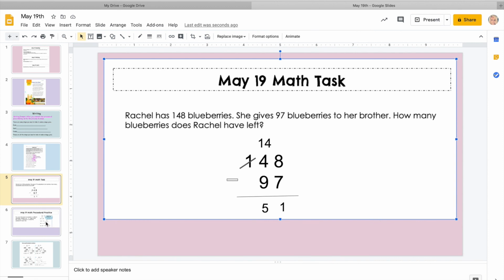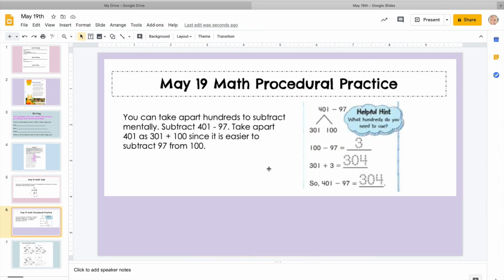Okay, that is the math task. Now we're going to move on to a little bit of procedural practice, where this is just a demonstration showing you how we're going to take apart hundreds to subtract. I know we decomposed some numbers for addition. We're basically doing the same thing a little bit differently. We're still going to be decomposing numbers, but you decompose them a little differently when you are subtracting. So the first thing you're going to do is take apart hundreds to subtract mentally.